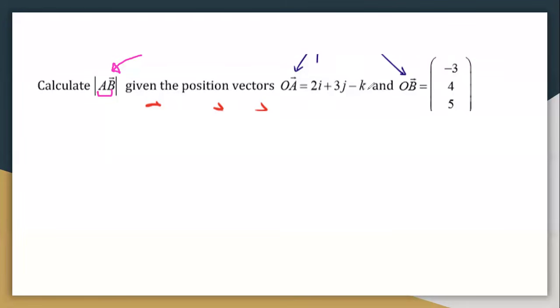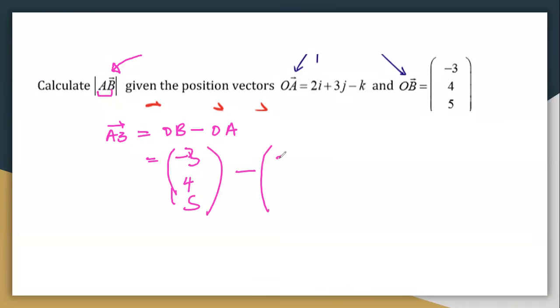Yeah, teacher, for the number, we had to calculate the magnitude of AB given the position vectors. So we had to first find AB, where AB is equal to OB minus OA. Then OB is (-3, 4, 5) minus (2, 3, -1). Then the answer is (-5, 1, 6).